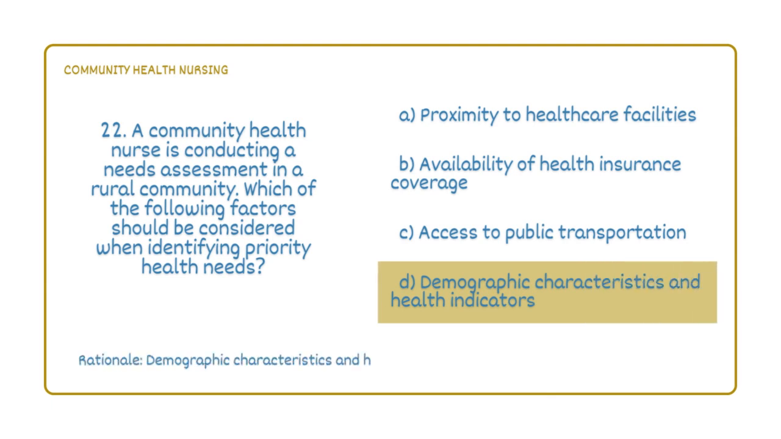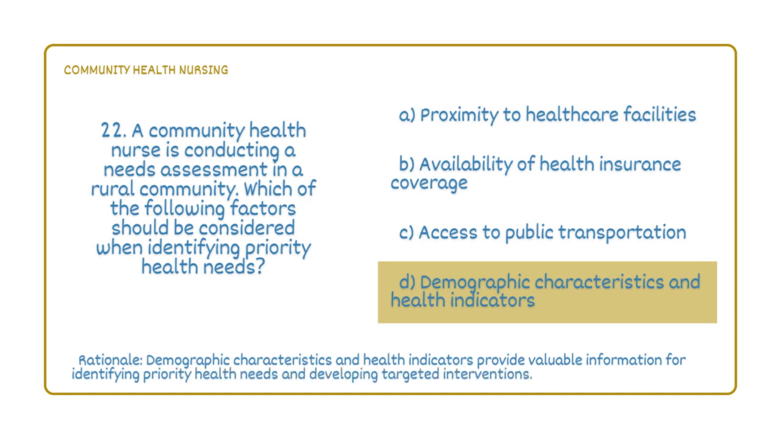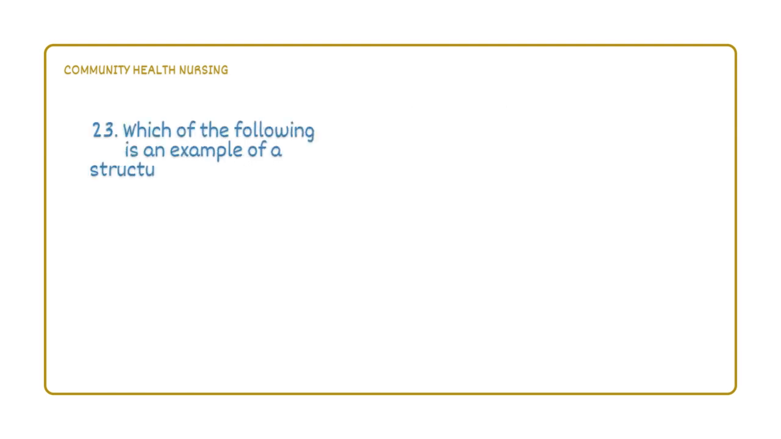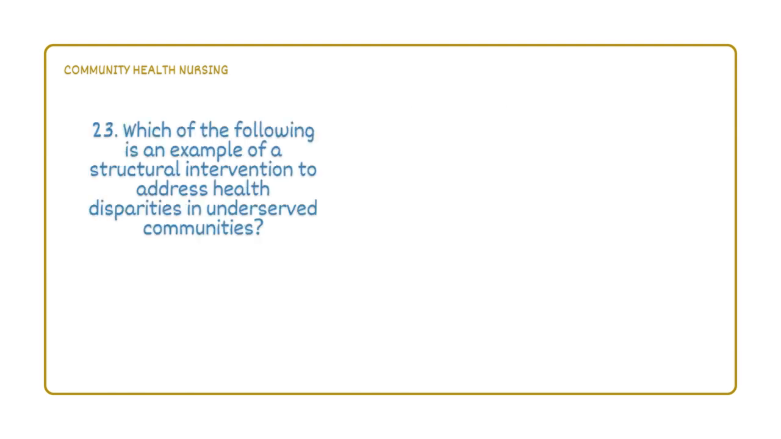Rationale: demographic characteristics and health indicators provide valuable information for identifying priority health needs and developing targeted interventions. 23. Which of the following is an example of a structural intervention to address health disparities in underserved communities?